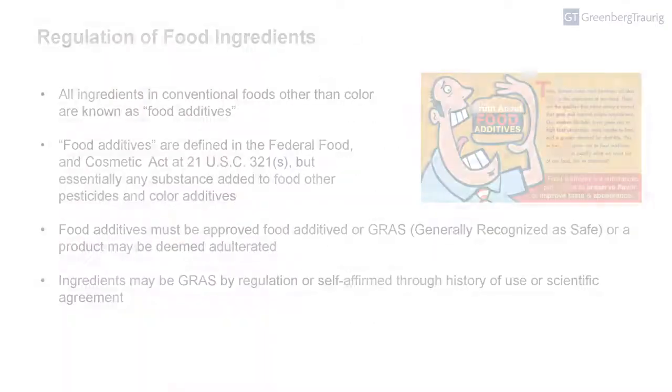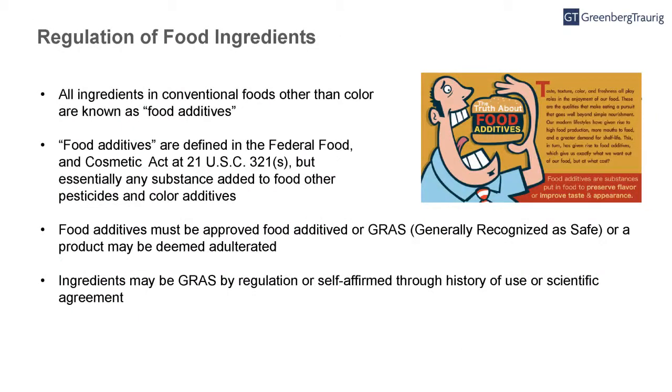All ingredients in foods in the United States, other than colors, are known as food additives. Food additives are defined in the Federal Food, Drug, and Cosmetic Act, the main body of laws that governs products in the United States. Food additives are essentially any substance added to food other than pesticides and color additives. Food additives must be approved food additives or known as GRAS, which is generally recognized as safe, or a product may be deemed adulterated. Ingredients may be GRAS by regulation, or they may be self-affirmed GRAS through history of use or scientific agreement.